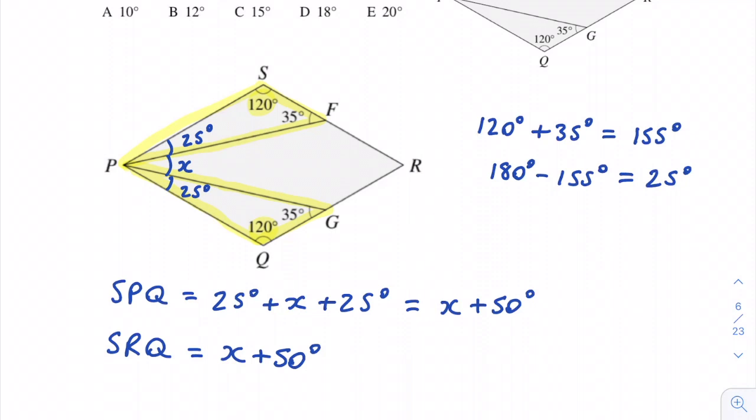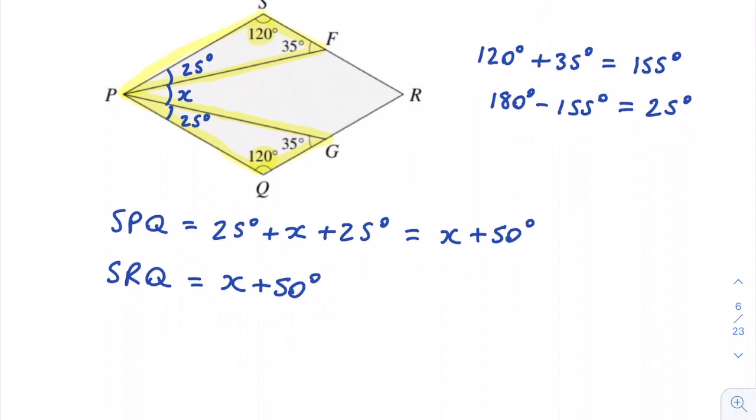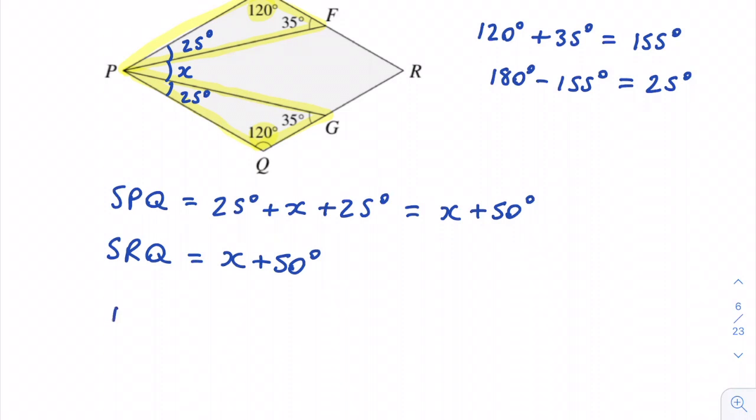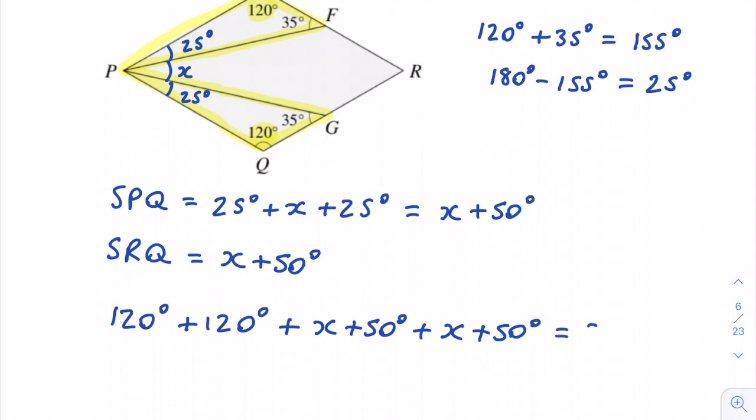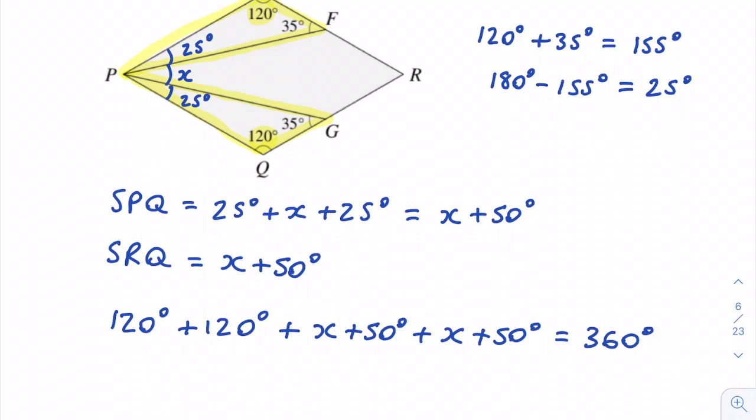And now what's the last thing we know? Well, the angles in a quadrilateral add up to 360 degrees, since they can be split up into two triangles. So then that means, since I've now got values for each of my angles, I can add them all up and set them equal to 360 degrees. So that means I'm going to have 120 degrees plus 120 degrees plus x plus 50 plus x plus 50 equals 360 degrees. And now, since x is angle FPG, we just have an equation where we're solving for x.